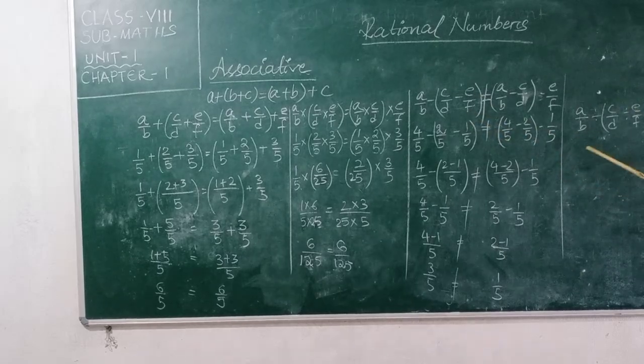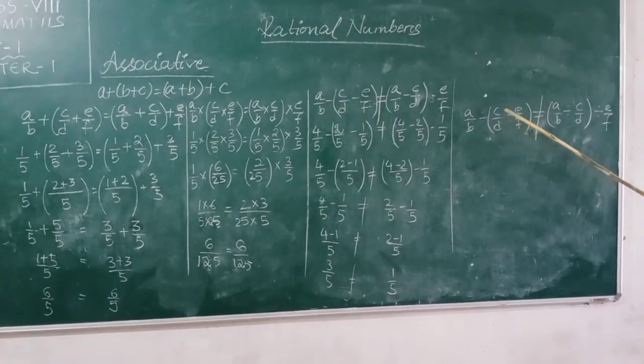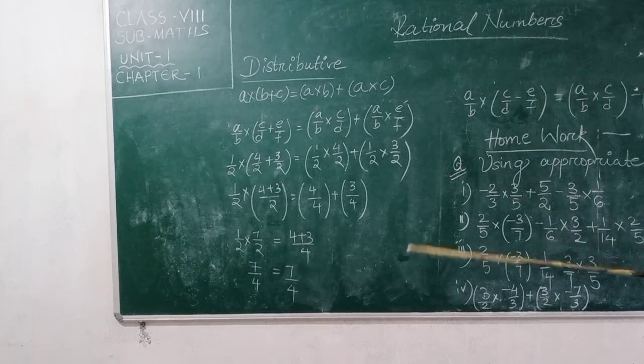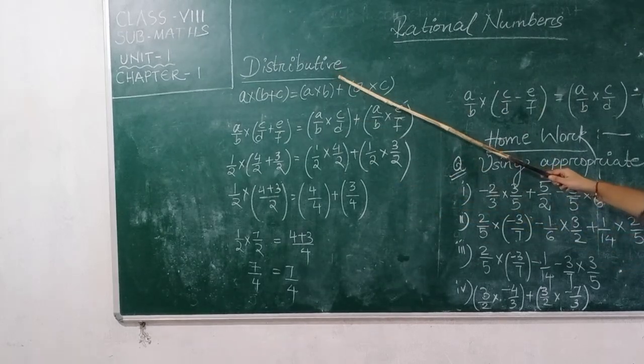The same is true for division. A by B divided by C by D divided by E by F will not be equal to A by B divided by C by D, that divided by E by F. If you want, you can go through an example on your own. So our next property is the distributive property.